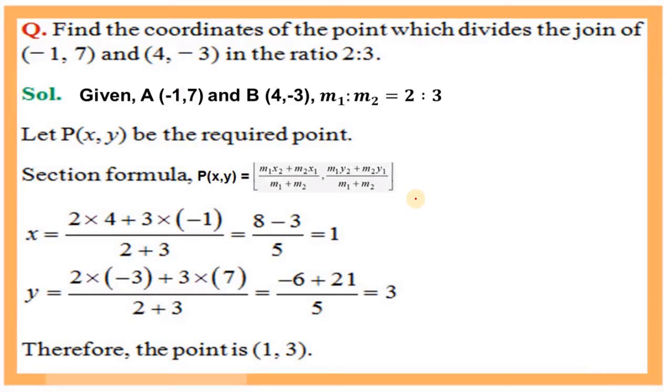So, what is 8 minus 3? Yes, 8 minus 3 is 5 by 5. So, what is 5 by 5? Yes, 5 by 5 is nothing but 1. So, x is 1. Now, we will see y, which is 2 into minus 3 plus 3 into 7 by 2 plus 3, which can be further simplified, and we will get minus 6 plus 21 by 5. By further simplifying, we will get 3. So, y is 3. Therefore, the point is (1, 3).